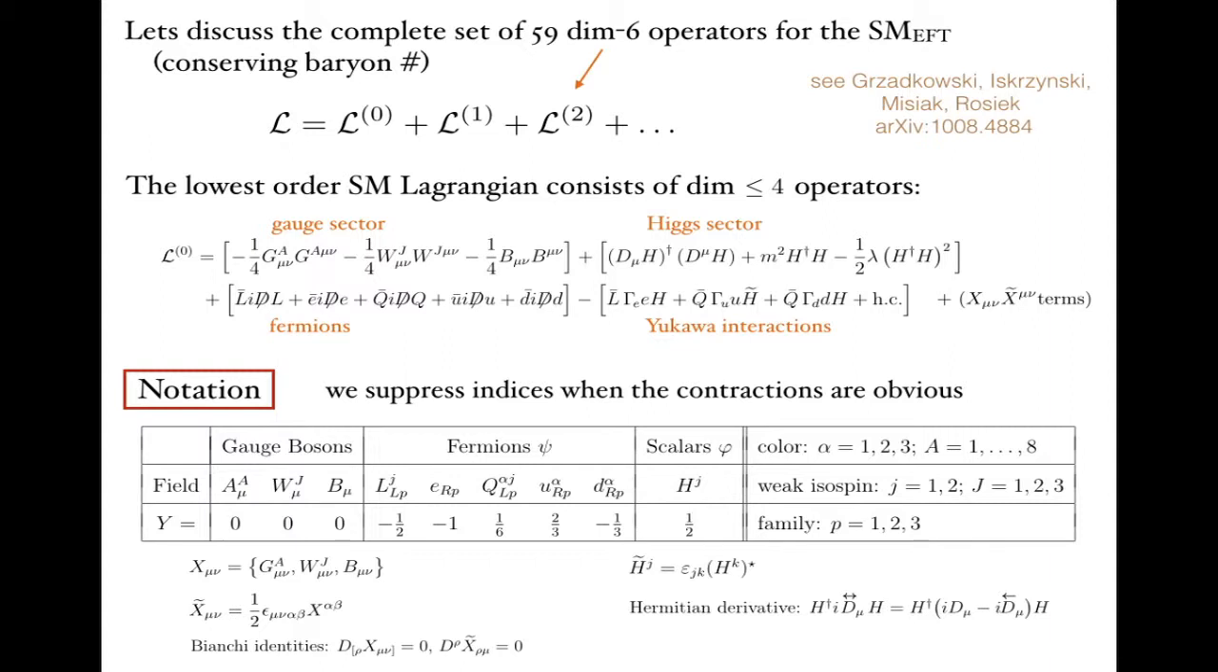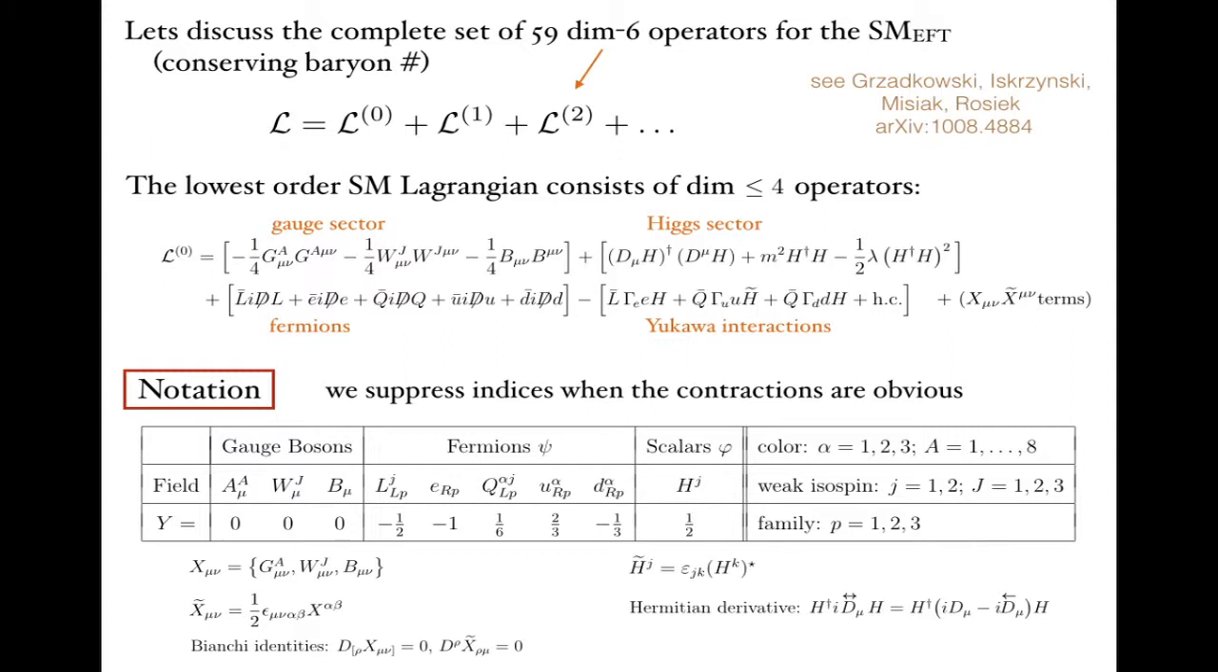So just to establish some notation, the lowest order standard model Lagrangian L0 is all the operators of dimension less than or equal to 4, and it consists of terms that can be divided into a gauge sector with the field strengths contracted, Higgs sector with the Higgs field H, terms for the fermions with the covariant derivative D slash, as well as the Yukawa interactions. In addition, we might consider right-handed neutrinos, but for simplicity, I'm leaving them out.